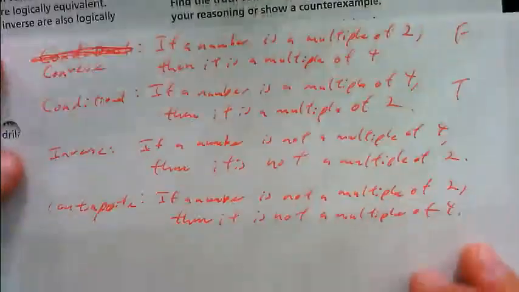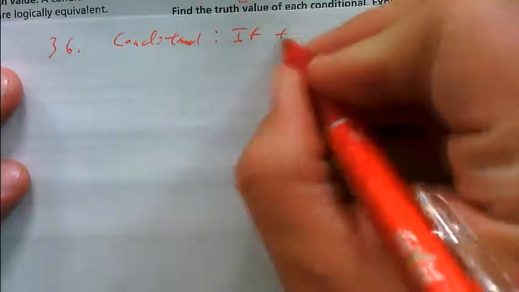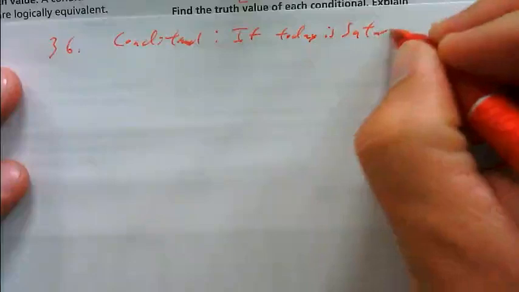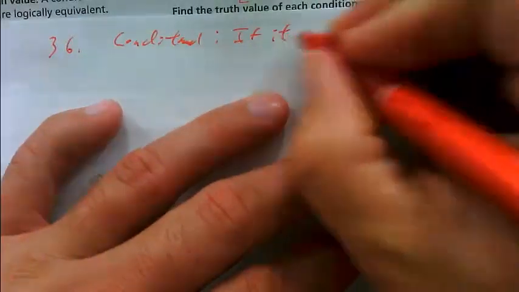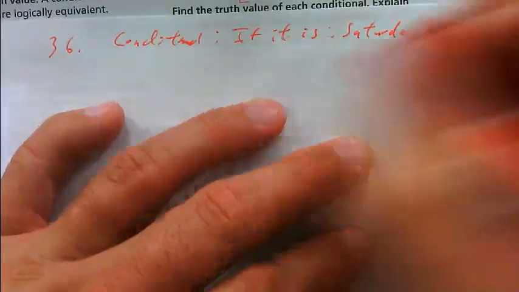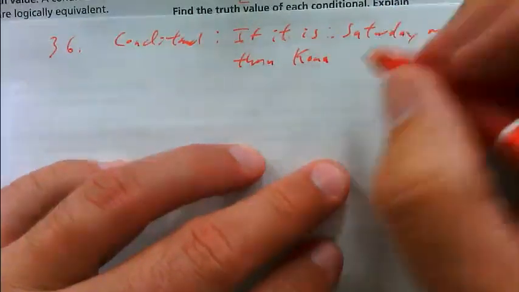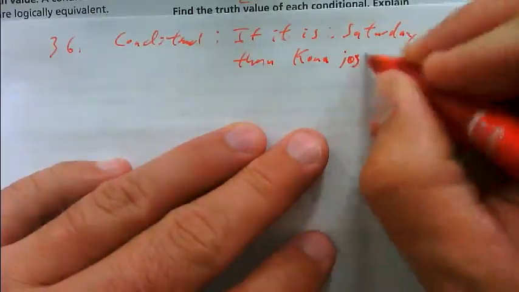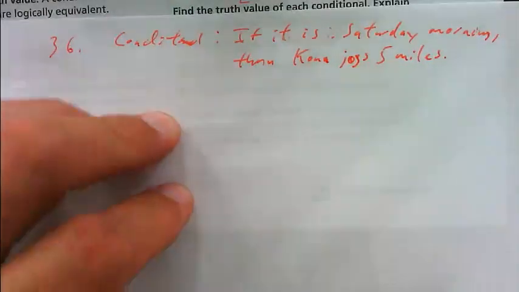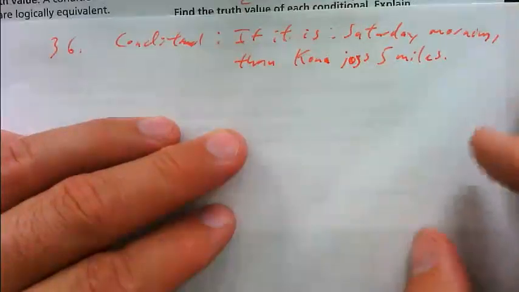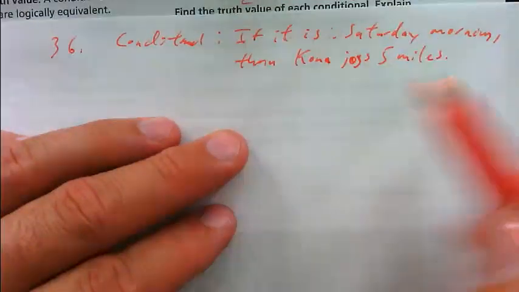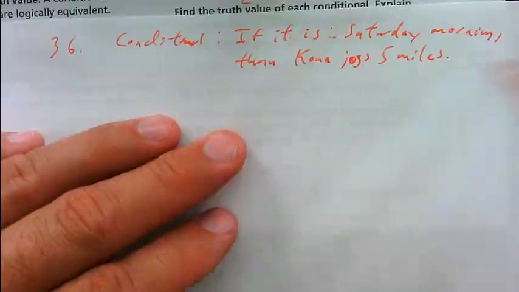For a good conditional statement, here, I'll actually write it out. Number 36, conditional. If it is Saturday morning, then Kiona jogs 5 miles. Then, let's do converse first. Converse would switch it. If Kiona jogs 5 miles, then it is Saturday morning. False statement. Again, if this is a true statement, the other way around doesn't have to be true. So the converse of this would not have the same truth value.